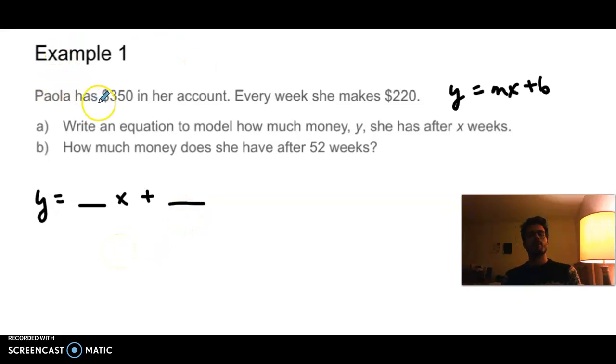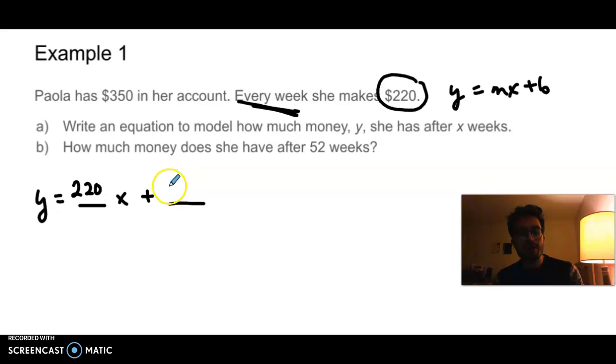So in this example, Paola has $350 in her account. Every week she makes $220. Notice here we have a time. Every week she's making this much. That means it's something we keep adding. That's the slope, right? Every week she makes an additional 220. It's the rate at which her account is increasing. And then she already started with $350. So this is our equation.